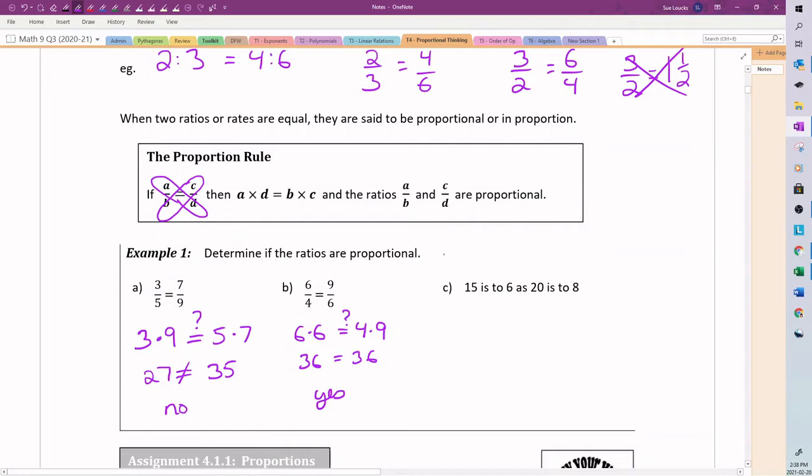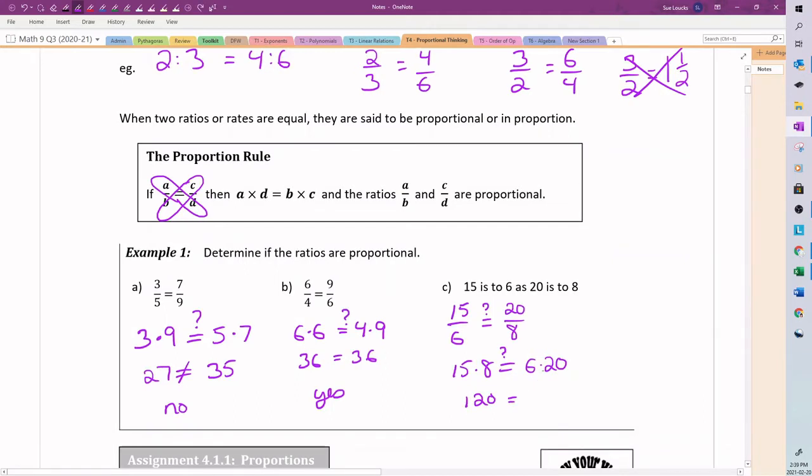Now this last one is written a little bit differently, so let's write it the way we've been seeing it, as if it looks like fractions. So this is going to be 15 over 6. The first number is always going to be the top number, and the second one is always going to be in the bottom. So does this equal 20 to 8? Well, 15 times 8, does that equal 6 times 20? And 15 times 8 is 120, and 6 times 20 is also 120. So yes, this is a proportion.